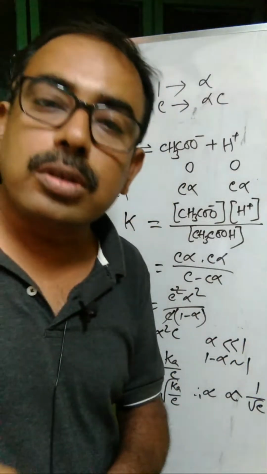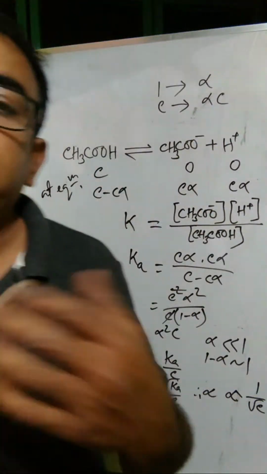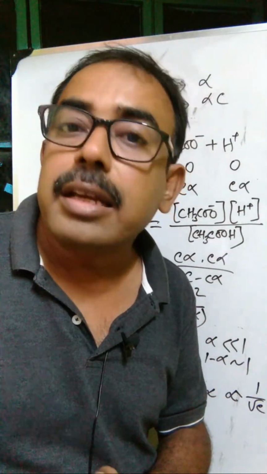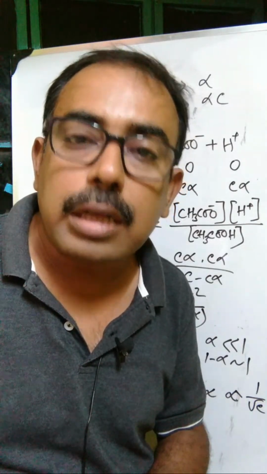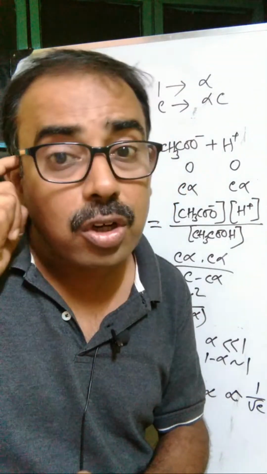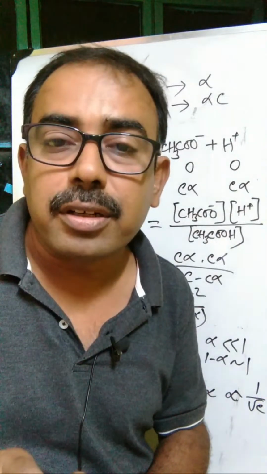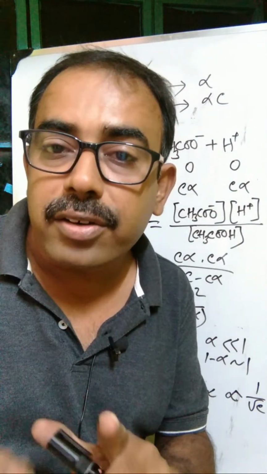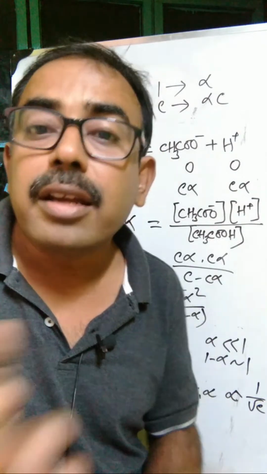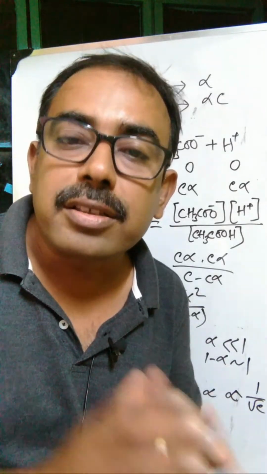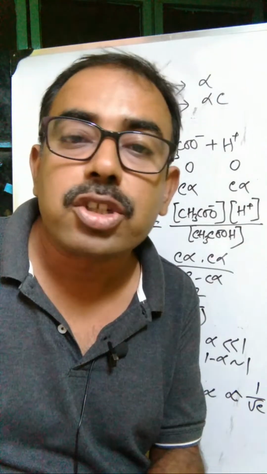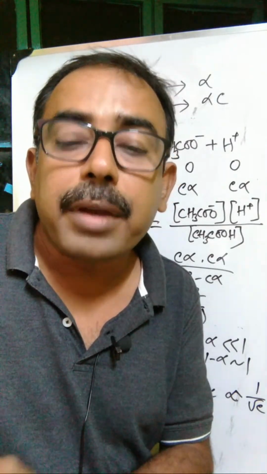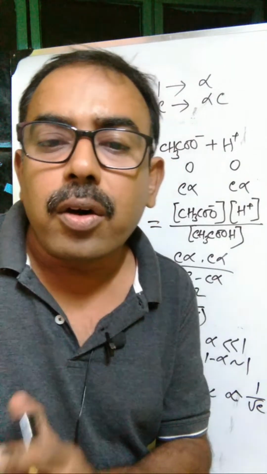This is called Ostwald's law of dilution. I am saying again, the degree of dissociation of a weak electrolyte is inversely proportional to the square root of the concentration. That is, when concentration increases, degree of dissociation decreases. When concentration decreases, degree of dissociation increases. How is concentration decreasing? By adding water.